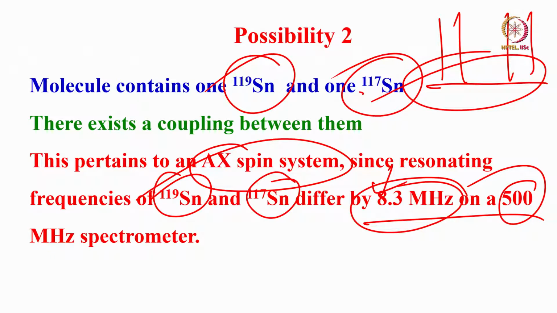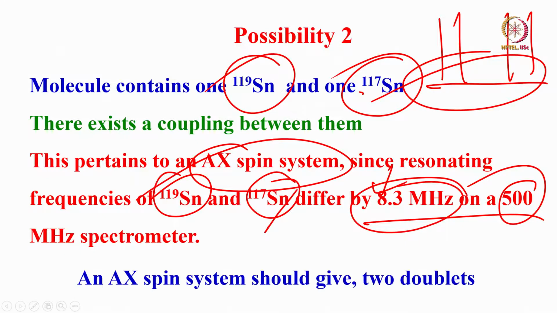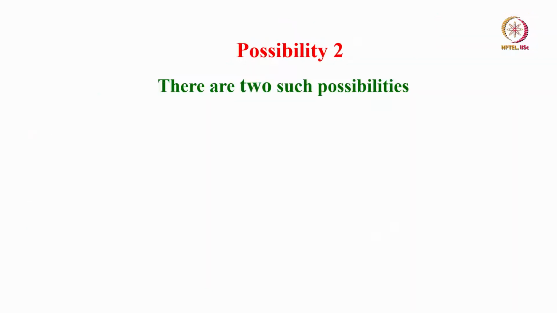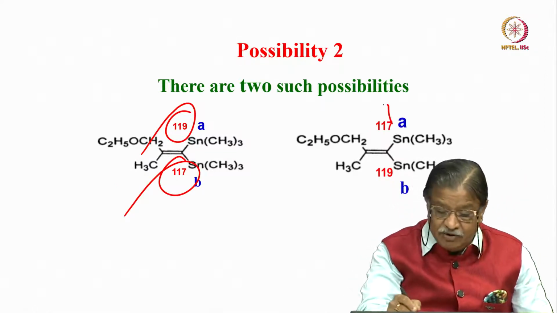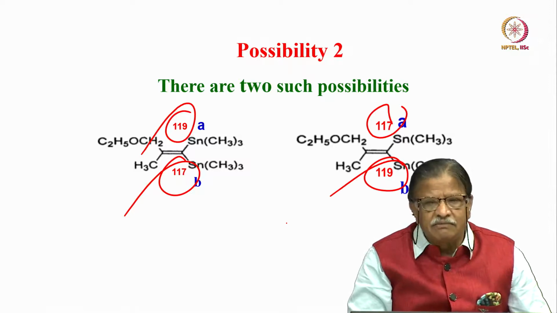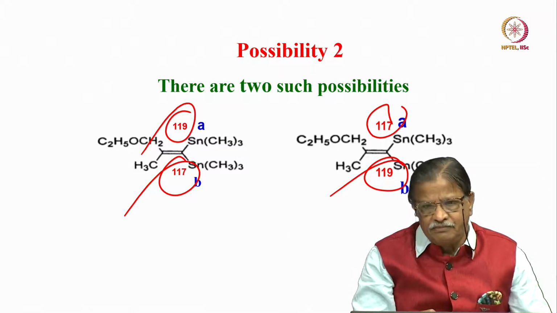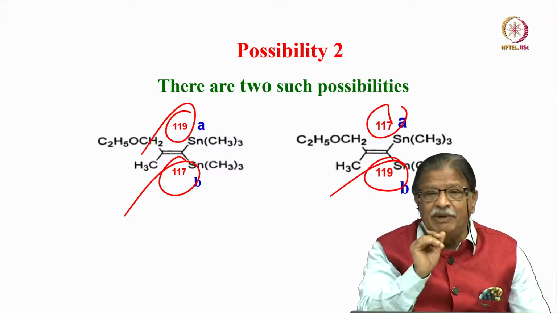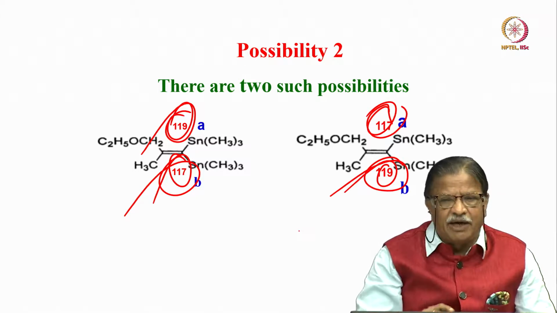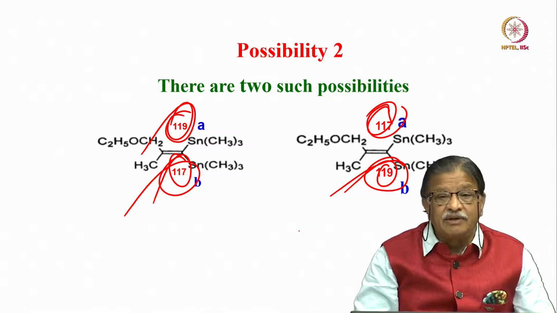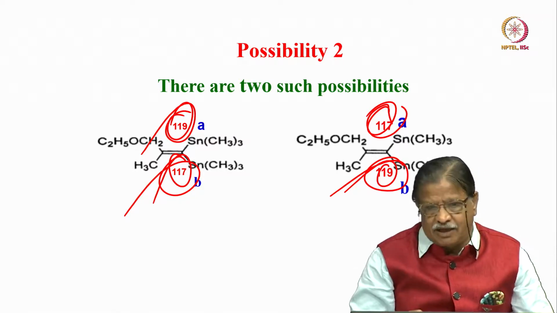So now we are concentrating on tin 119, although the molecule is present with one of the tins as 117. So what are the possibilities? We can consider two such possibilities. One, this could be 119 and the other 117, or this could be 117 and this could be 119. There are two molecules present now, both different, and there is a coupling between them. As I said, this will be a doublet, this will be a doublet, this will be a doublet, this will be a doublet. How many doublets do you expect? 4 sets of doublets you get.